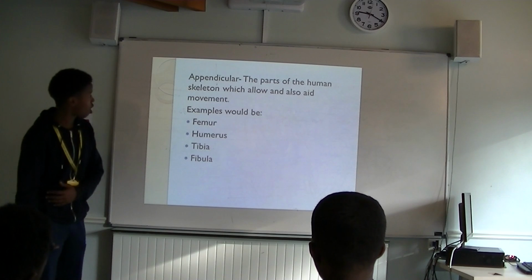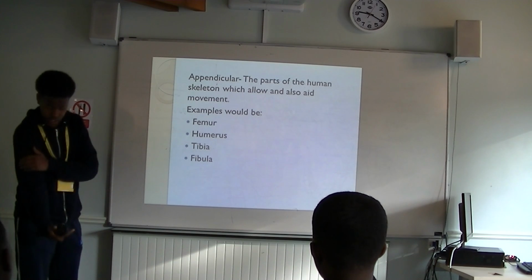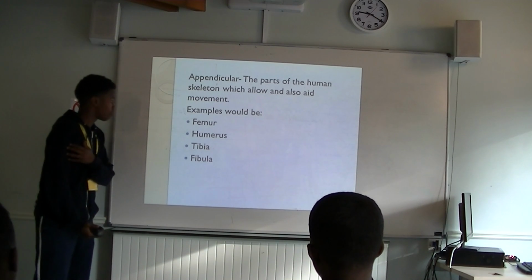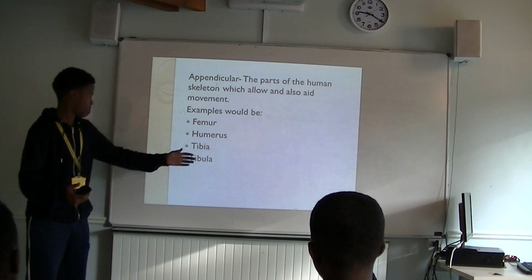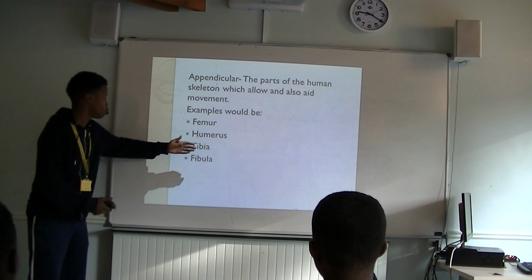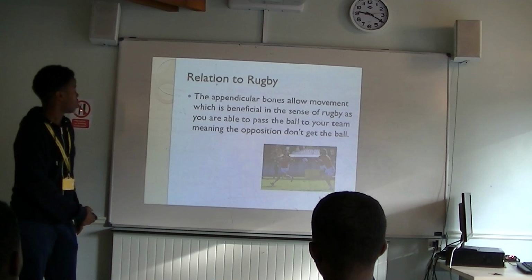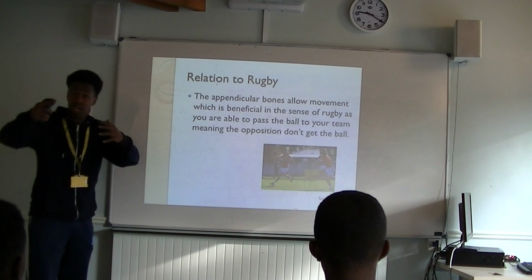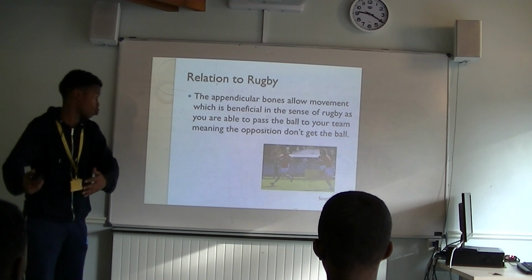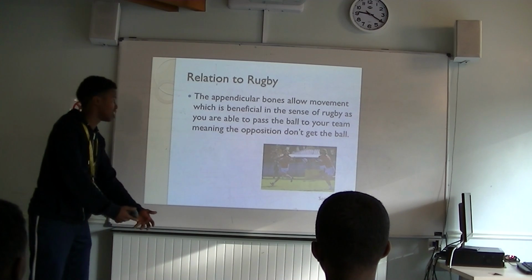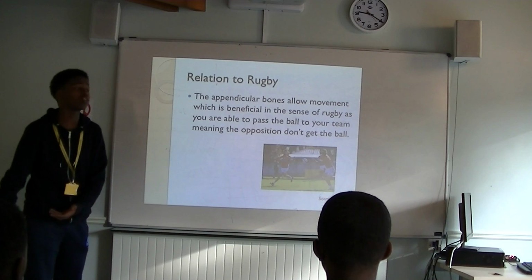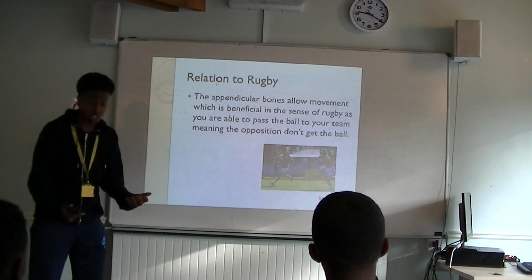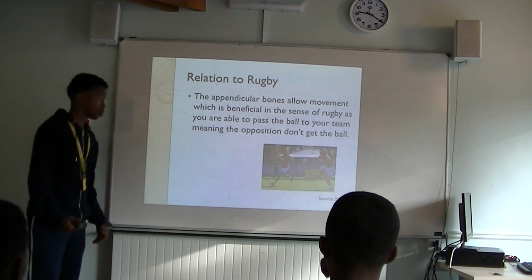And the appendicular parts are these parts, like your arms, for example, your femur, your humerus, your tibia, and your fibula. Within rugby, in order to get to your goal, which is to score, you have to pass around with your teammates. So with your moving parts, this allows you to pass the ball as well as dodge other players, which requires agility.